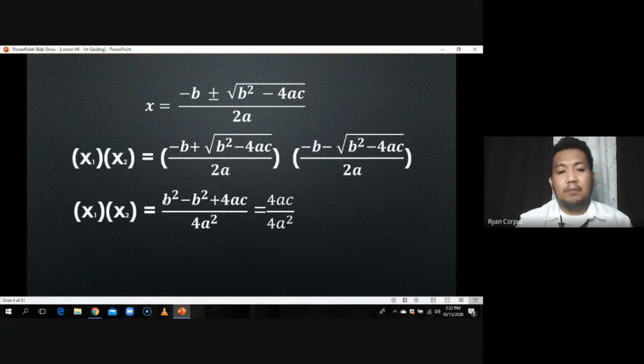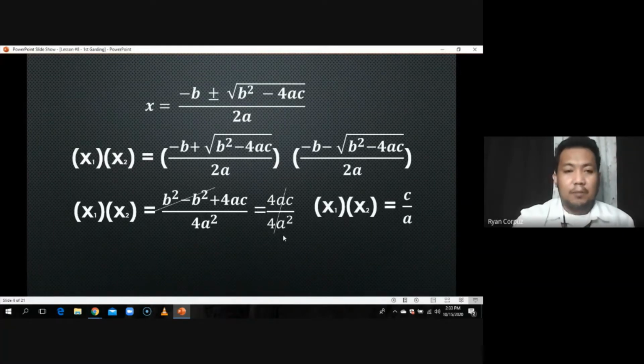Then simplify natin, b squared minus b squared will be cancelled out. So mai-eliminate yung b squared minus b squared. Ang matitira na lang ay 4ac all over 4a squared. And also, ma-cancel out yung 4a. But in the denominator part of it, may iwan pa siyang a. Because in the denominator, it's 4a squared. So we only cancel 4a. So there is still an a na man-iiwan on the denominator part. So that's why it will become c over a.